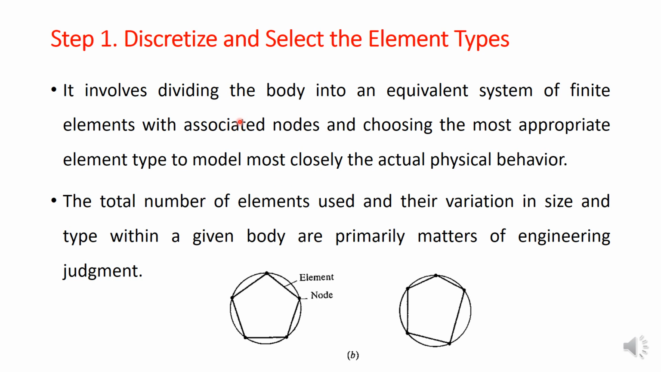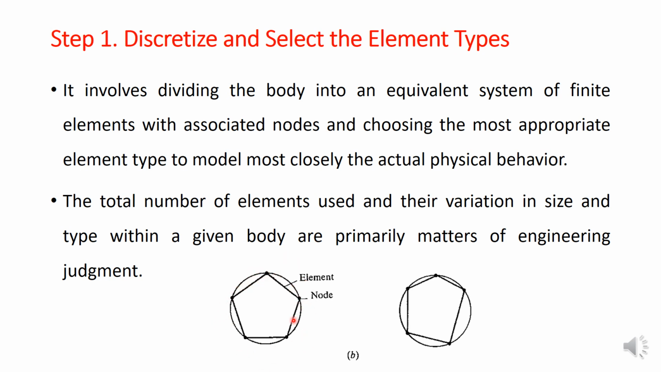As I mentioned in the previous slide, the steps involved in solving a finite element problem are common regardless of the domain of the problem. So here, let's see first what discretization and selection of element type mean. Let's understand the meaning of this with the help of a simple example. Here I have a circle and I need to find out the circumference of the circle.